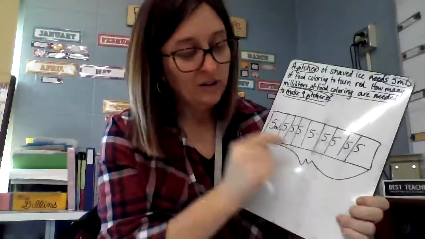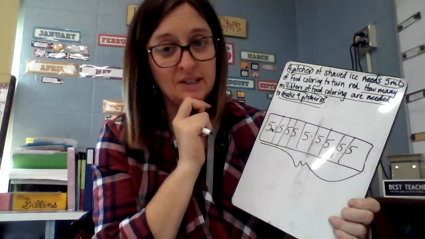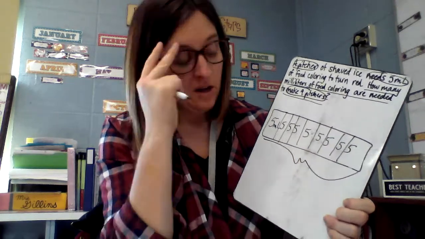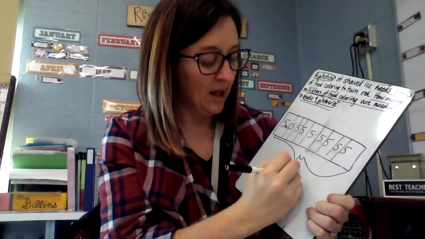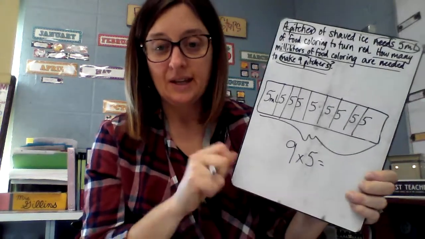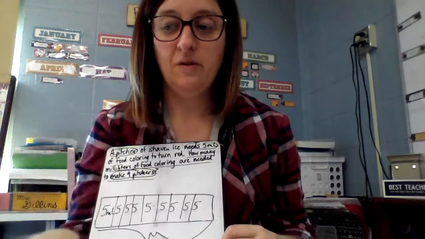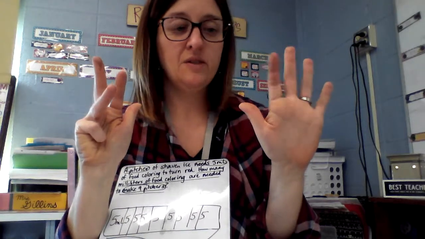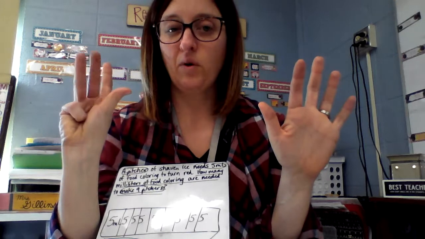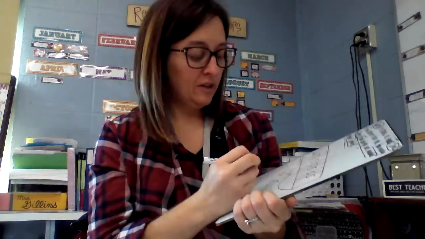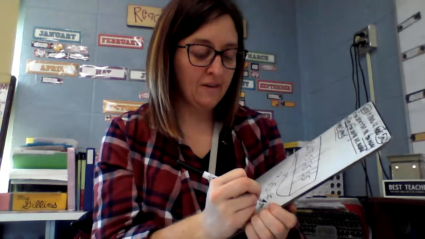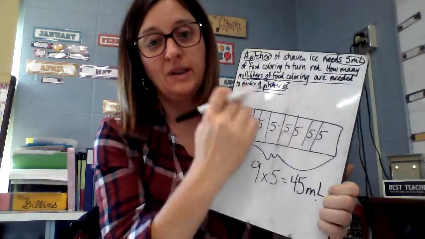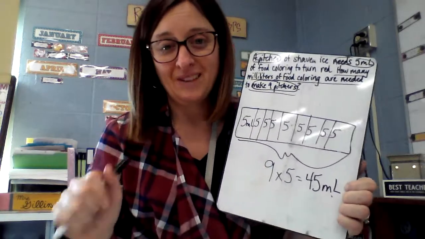So if I look here to figure out the total amount of milliliters that's needed, I'm going to count 1, 2, 3, 4, 5, 6, 7, 8, 9 groups of 5. I'm going to count by 5s 9 times. That's the same thing as doing 9 times 5. So I count, you ready? I put my 9 fingers up and I count 5, 10, 15, 20, 25, 30, 35, 40, 45. How many milliliters are needed? 45. And again, because we are measuring liquid here, I need to make sure I put my label. So I look and see what label they used in the problem, and they used milliliters.